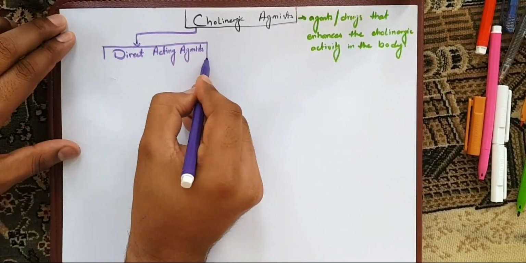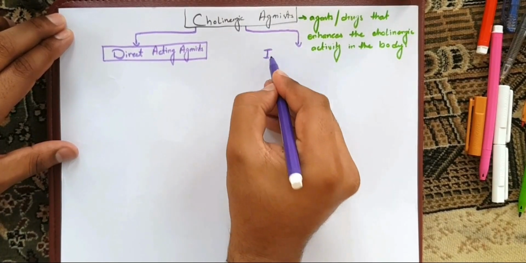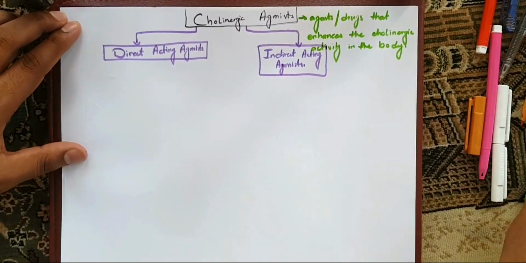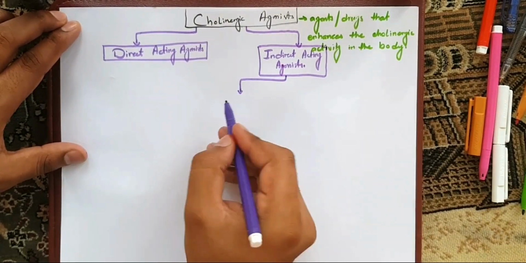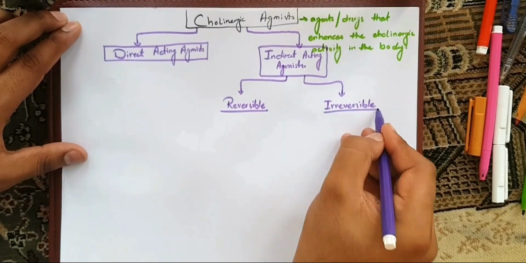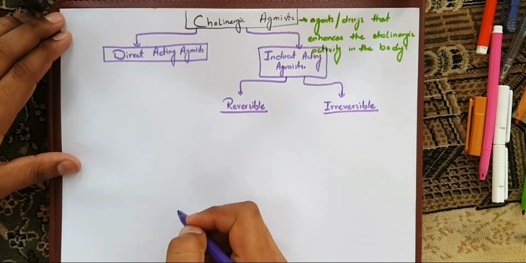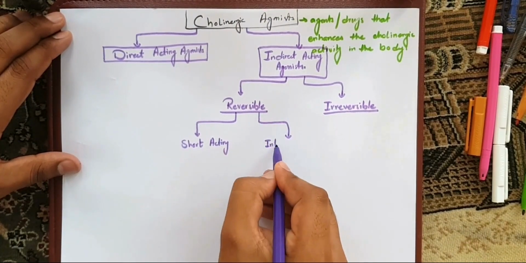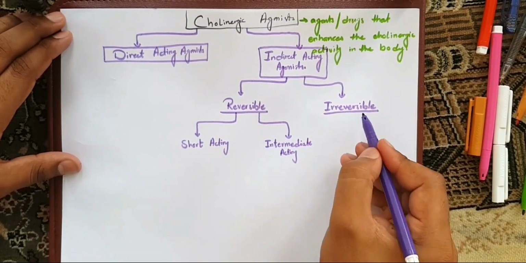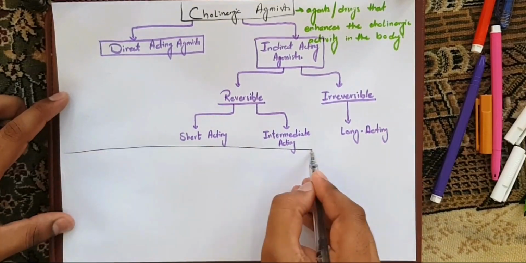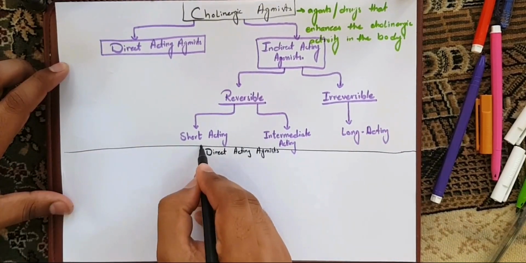Now let's talk about the cholinergic agonists or the cholinergic drugs. The cholinergic agonists are of two types, the direct acting agonists and the indirect acting agonists. The indirect acting agonists are then further divided into reversible and irreversible due to their duration of action. The reversible are short acting and intermediate acting. Irreversible means they are long acting. Let's talk about them in detail now.